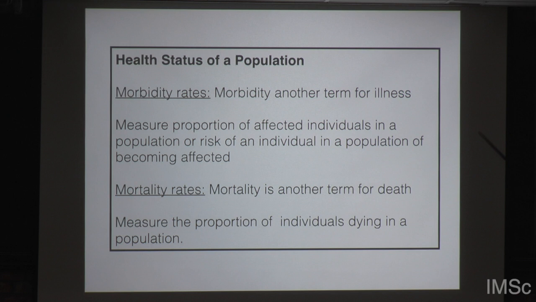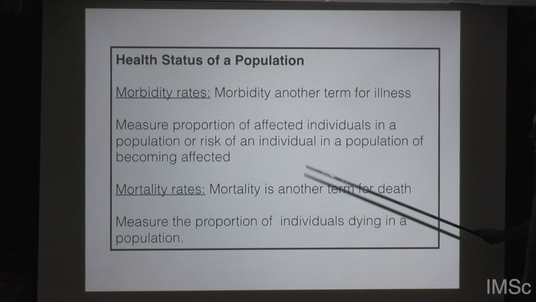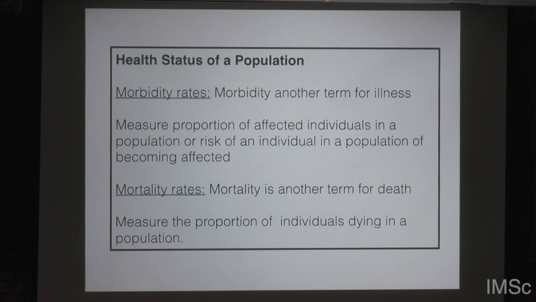The first is morbidity. Morbidity is another term for illness. If you ask how many people are affected in a particular population, or what fraction of people are affected, or the risk of an individual in a population becoming affected, we talk about morbidity rates. How many people are ill at a particular time, and as time proceeds, how does that number change? How many new cases are there of people falling ill?